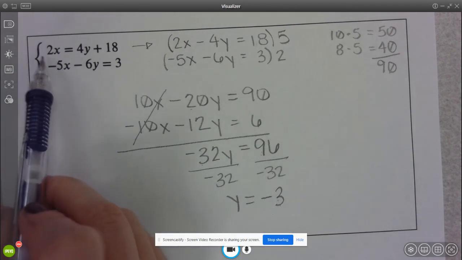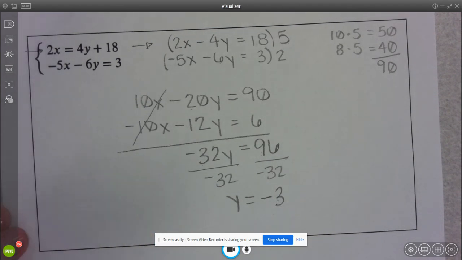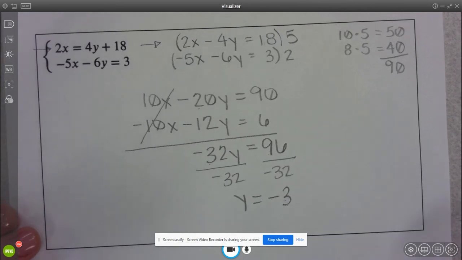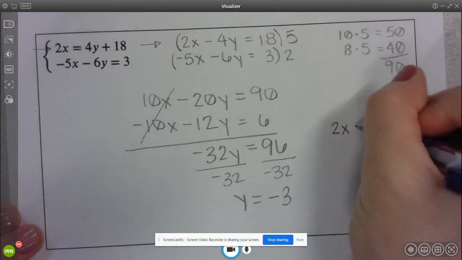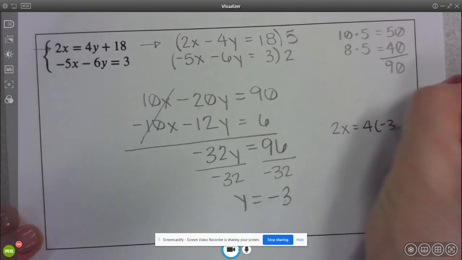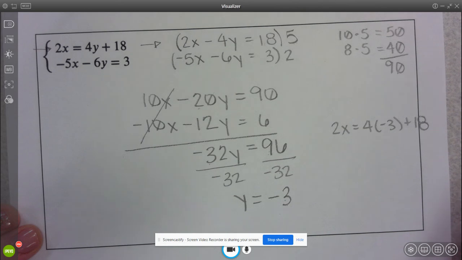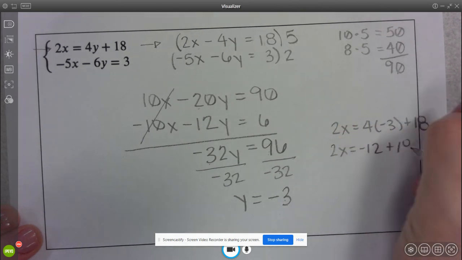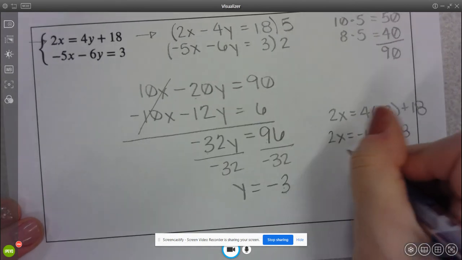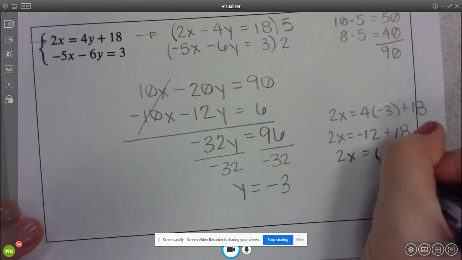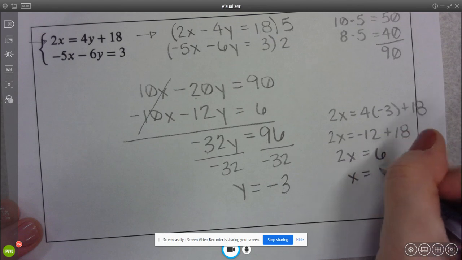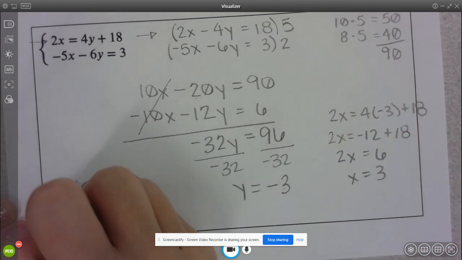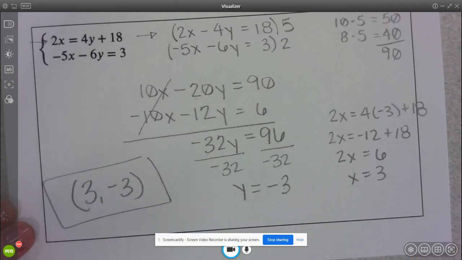Now I'm going to take this value. I'm going to substitute it into this first one, just because x is kind of already almost by itself. So I have 2x equals 4 times -3 plus 18. That's -12 plus 18. Well, 18 minus 12 gives me 6, which means x is +3. So here my solution is +3, -3.